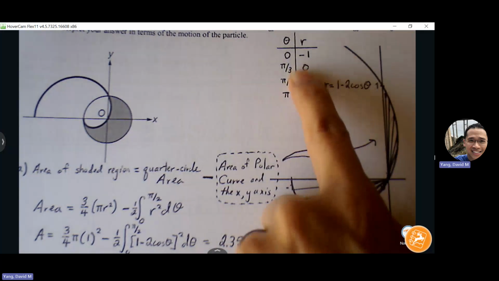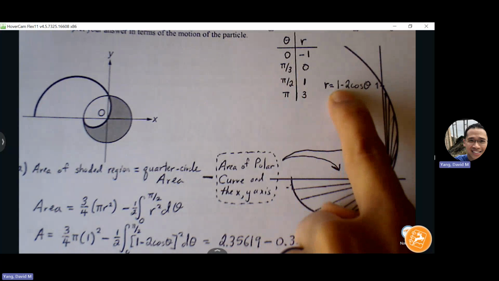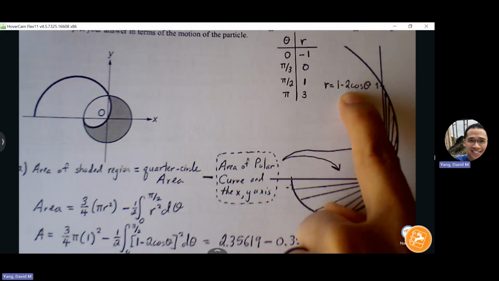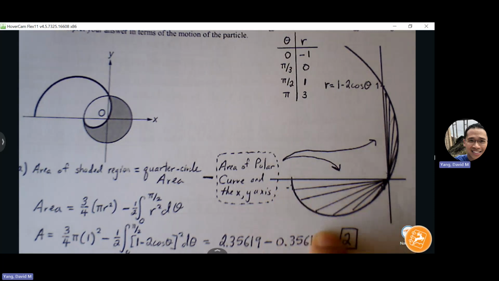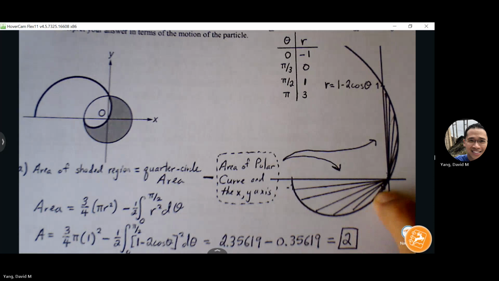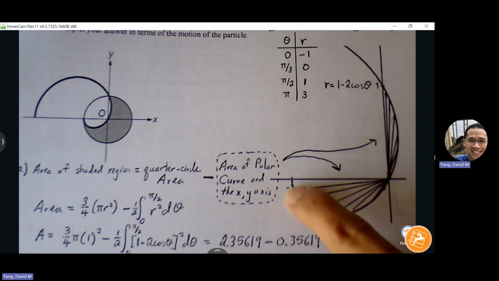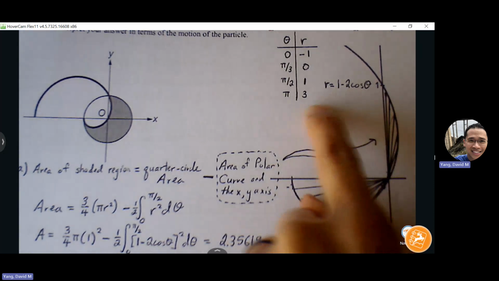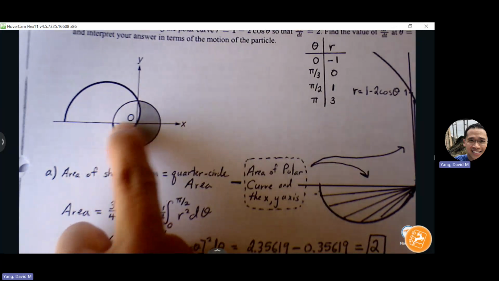So we're starting at 0. At theta 0, my radius is -1. If I plug 0 in, I get 1 minus 2, which is -1. So that means my radius is 1. So my graph is starting here. Pi over 3 is going to go to 0. Pi over 2 is going to go to 1. That's all we need to do to figure out what we need, because at pi, it's going to go all the way over to 3. So we don't need that, right? We just need this little portion here.